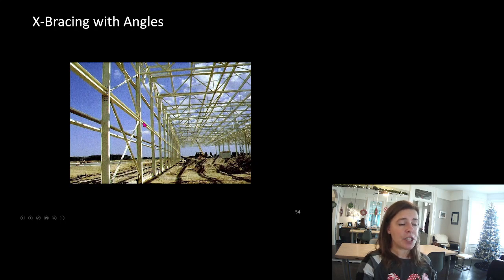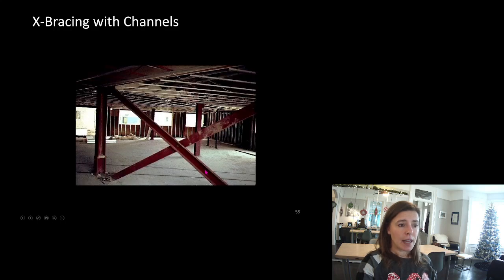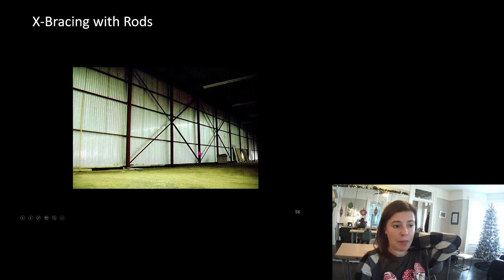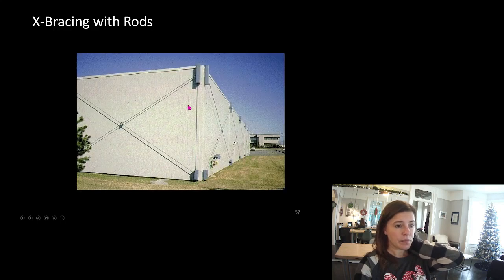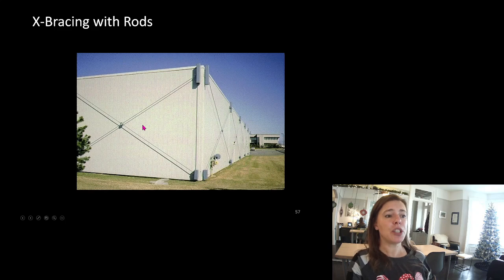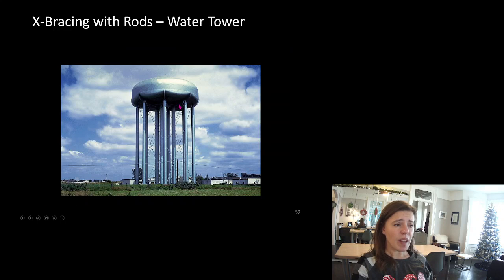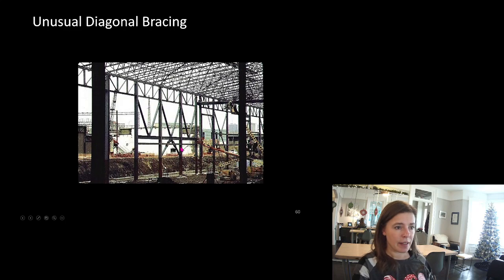Here are tension-only angle braces. So this looks like a very large industrial building. Tension-only channels. Tension-only bracing rods. This looks like it's either an arena or an industrial building. X-bracing tension-only with rods. And here's X-bracing rods in a tower. Again, I think you've seen every single one of these pictures already.